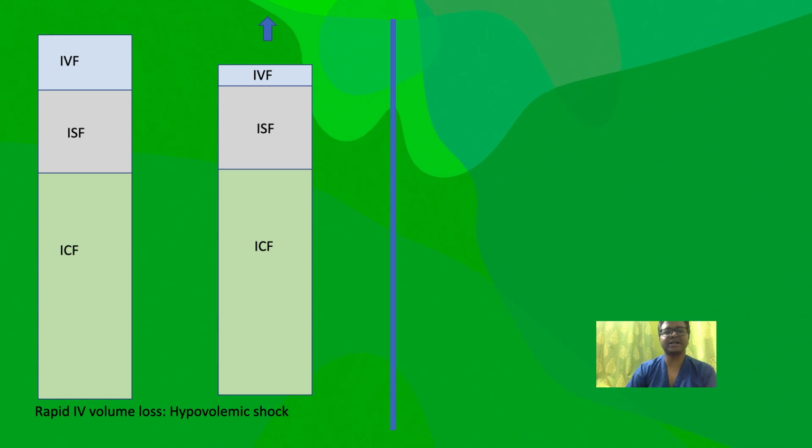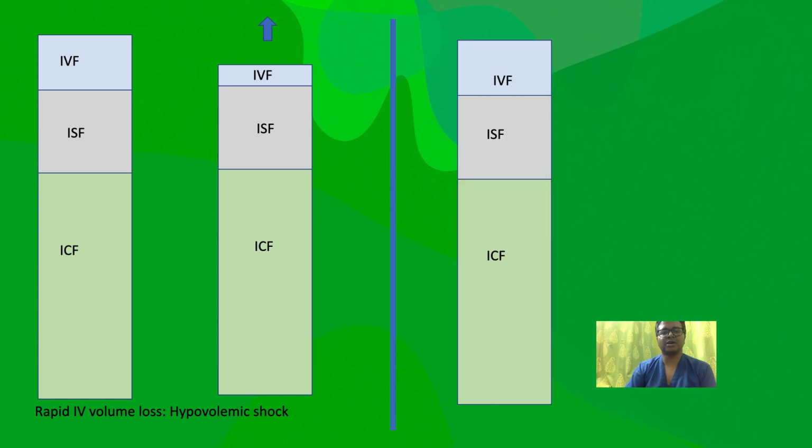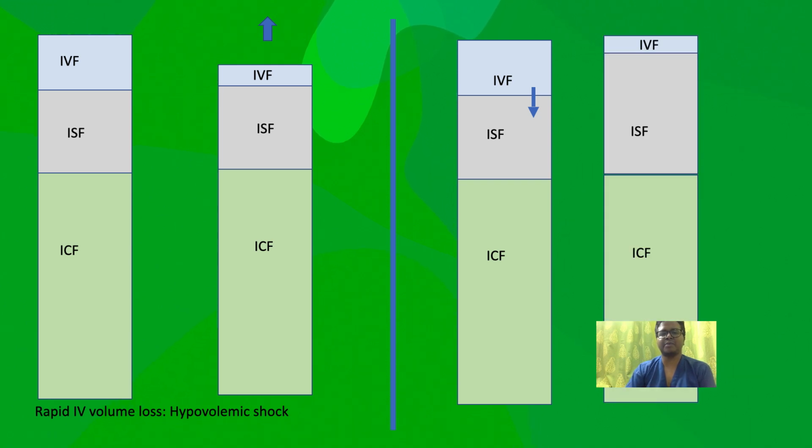In certain other clinical situations, the total body water or the total body fluid remains constant, but there is a rapid redistribution of fluids from the intravascular fluid to the interstitial fluid. And this happens very rapidly, and there is rapid shrinkage of the intravascular fluid compartment. And these conditions are known as distributive shock. The commonest of all is septic shock.